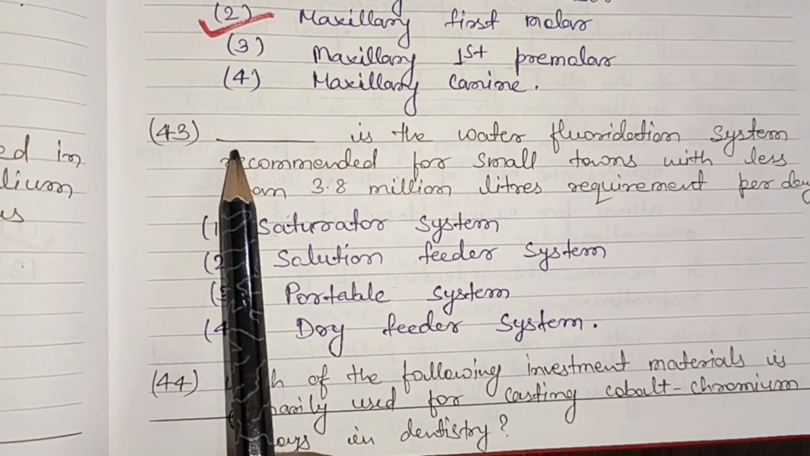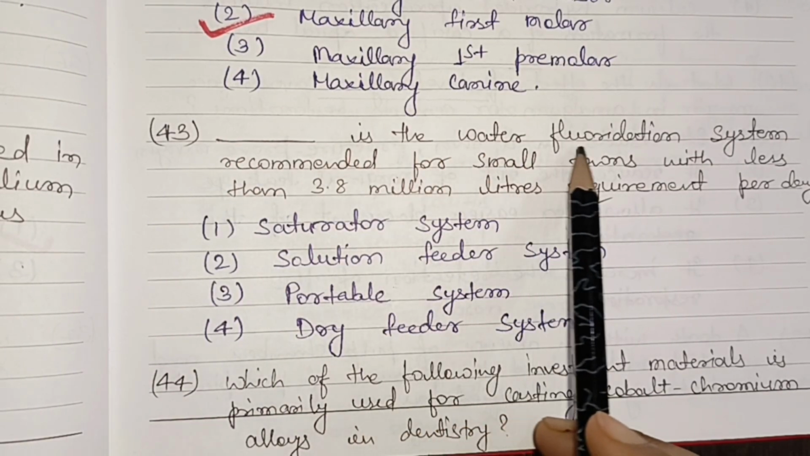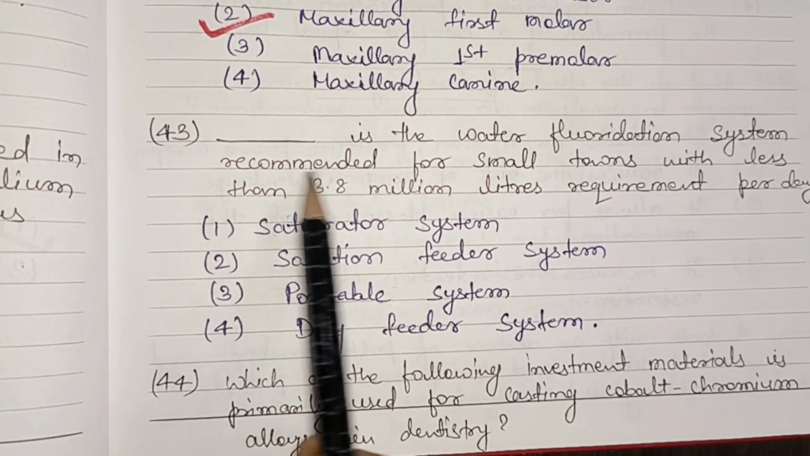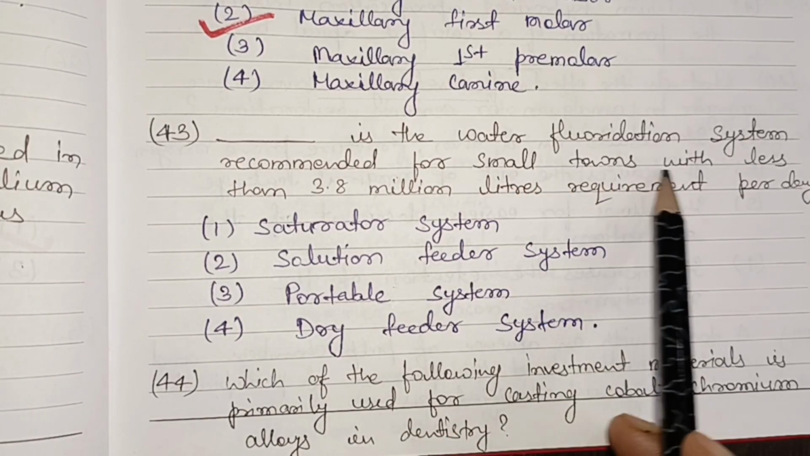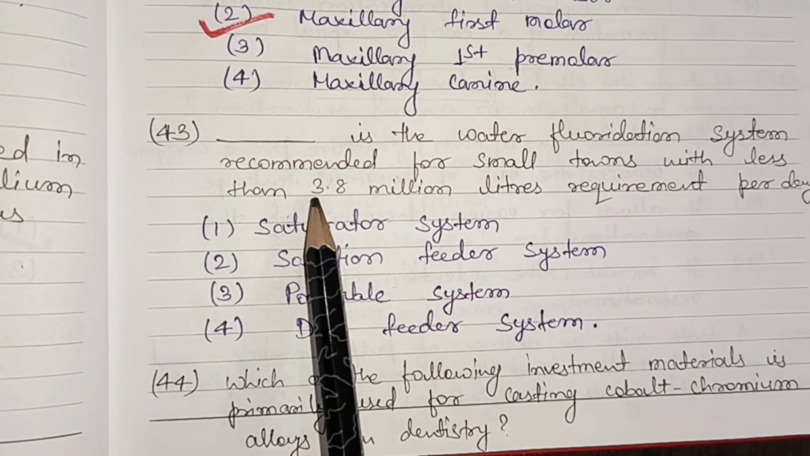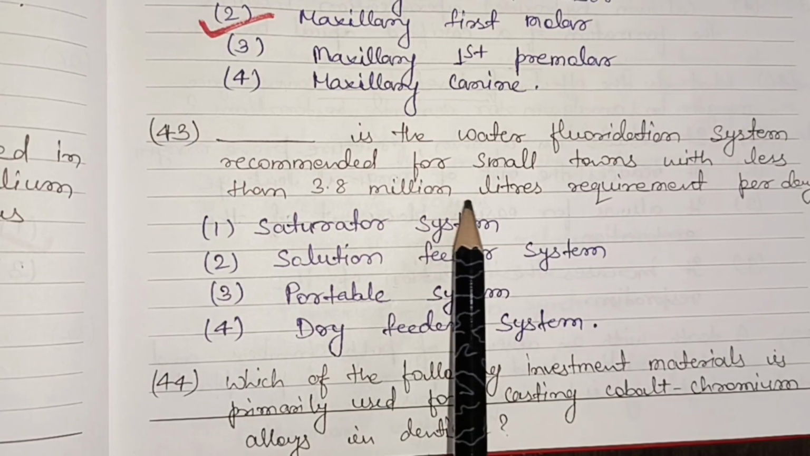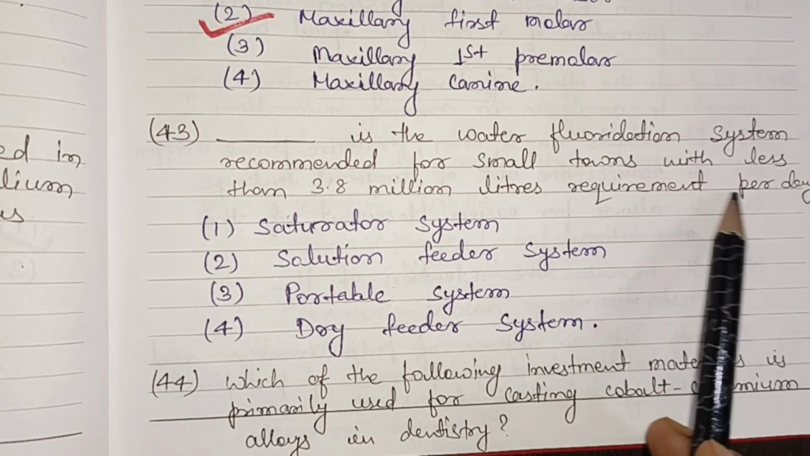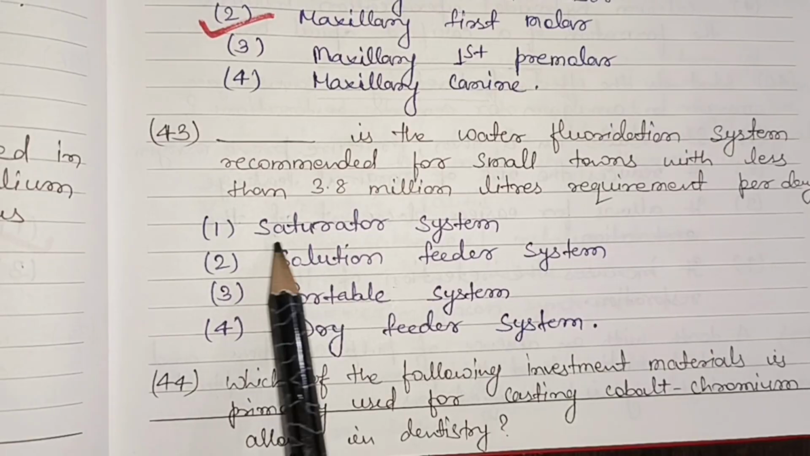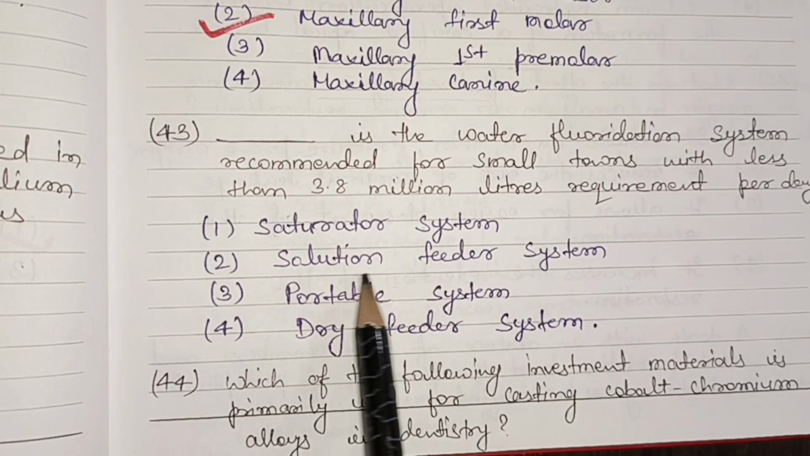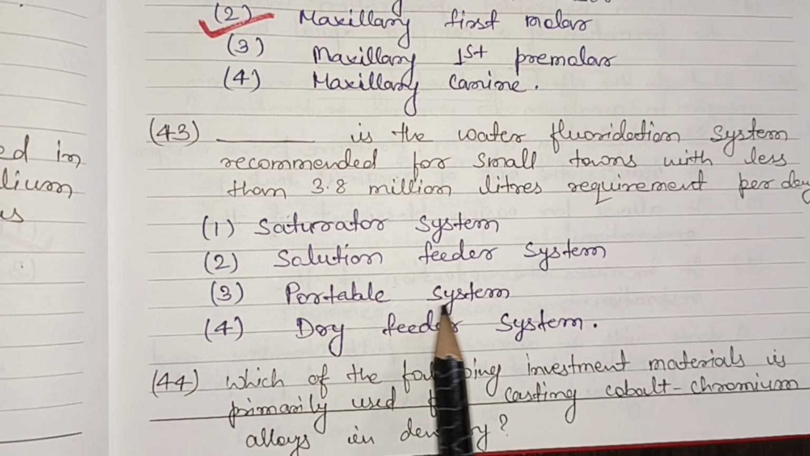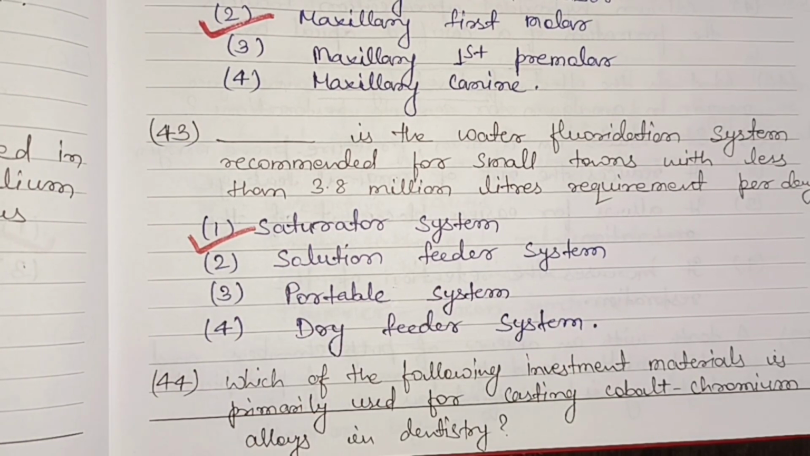Question 43 is, blank is the water fluoridation system recommended for small towns with less than 3.8 million liters requirement per day. Option 1 saturator system, option 2 solution feeder system, portable system, dry feeder system. And the answer is 1, saturator system.